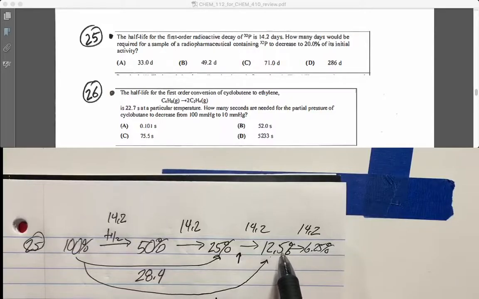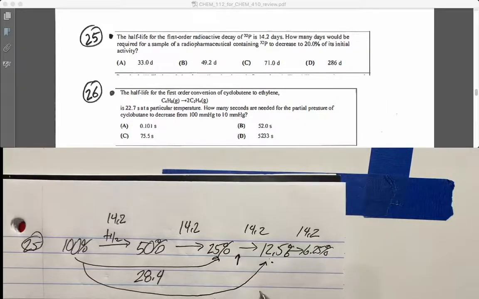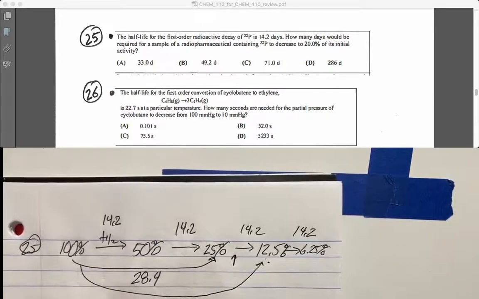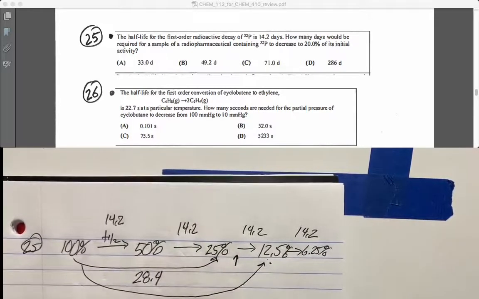And then if we look at our options, to me, the one that looks the best is, so around 43 days is 12.5%. So we've overshot. We went past 20. And so it's not B, it's not C, it's not D. And it makes a lot of sense to me that to get to 20%, 33 is just a nudge past 28.4. And so the correct answer here is A, 33.0 days.